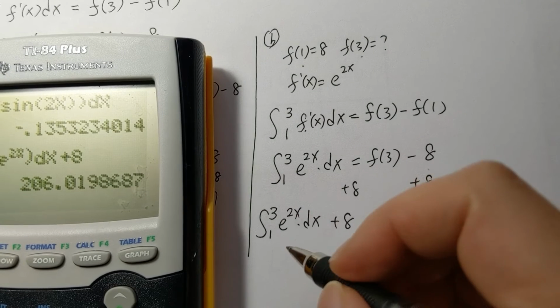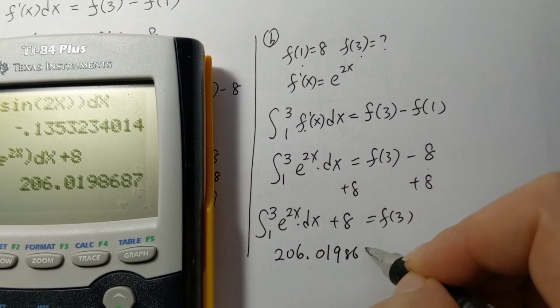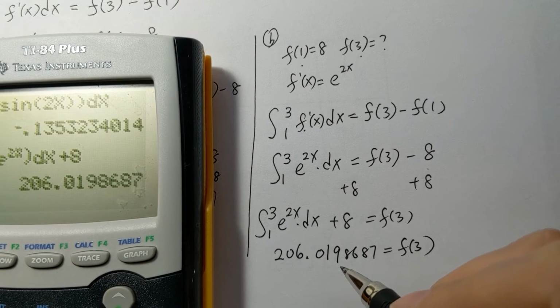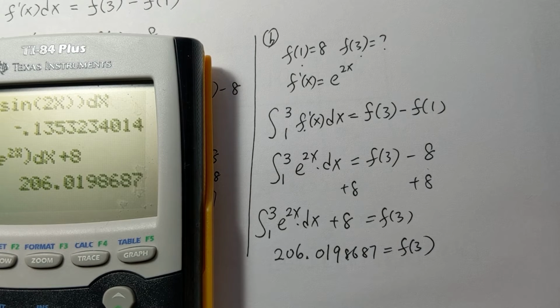So the answer is 206.0198687. If you want, you can round it off. We usually do a minimum of 3 digits to the right, rounding to the nearest thousandth or ten-thousandth will be good. Now we finish question number 5.